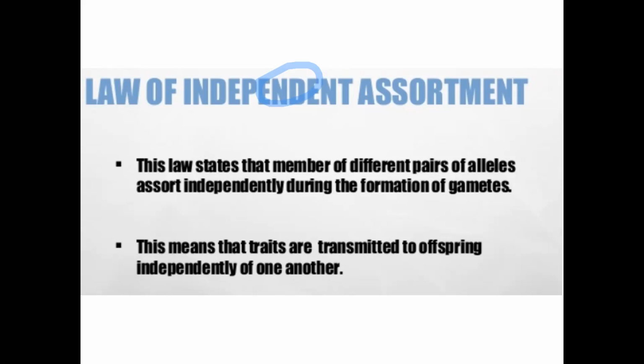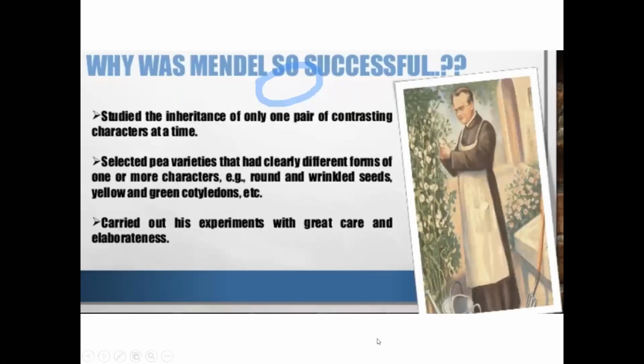Now the last thing for today is why was Mendel so successful. Because he considered one character at a time. Okay, so he was very successful in explaining each of the characters, and he selected the pea variety, which is very favorable for genetical studies. Another general reason is great care and elaborateness. That means he did things with so much care and extensiveness, so the overall results were in his favor.